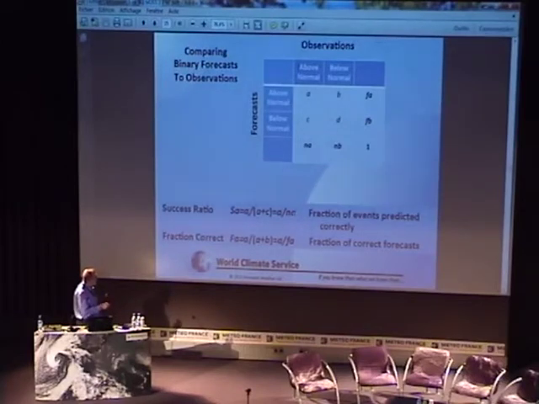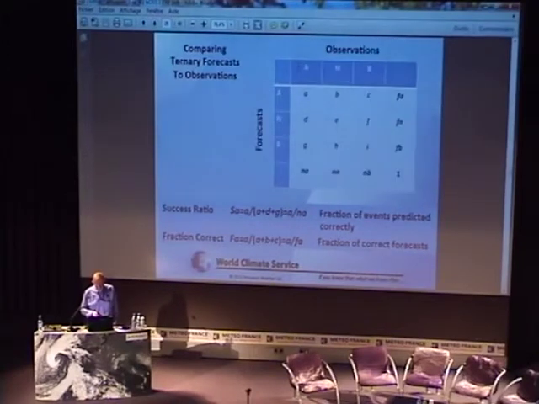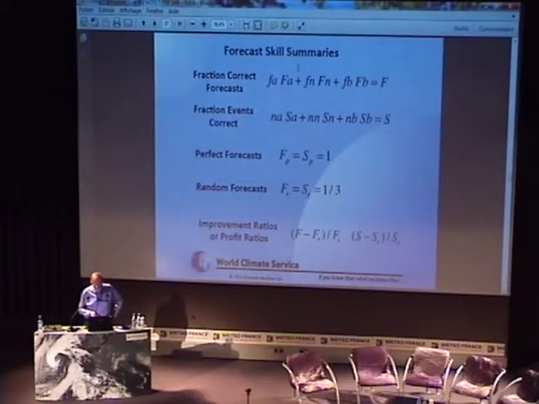You can fiddle around with the statistics. And we're going to talk now about success ratios and fractions correct as the way of looking at the skill of forecast that is relevant to business applications. The same thing happens for ternary forecasts where you have above normal and below. And we can do various summaries here.